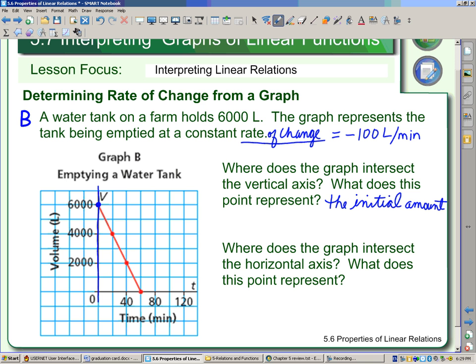How much is in that tank before I begin? In this case, before I begin to enter it. 6,000 liters. And so my y-intercept is giving me my initial amount.